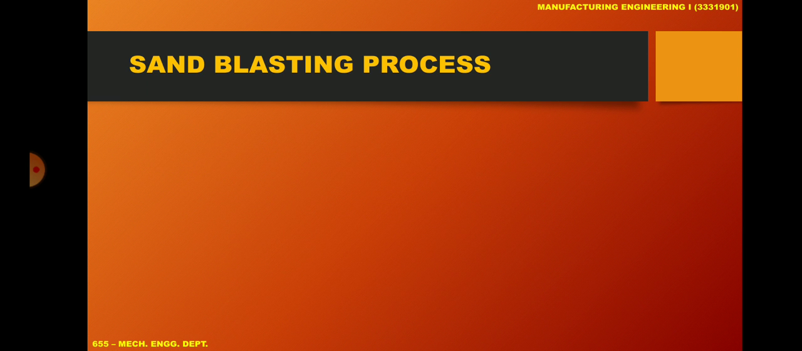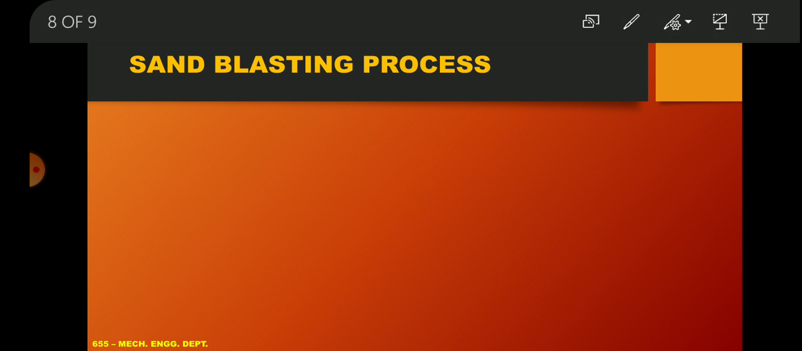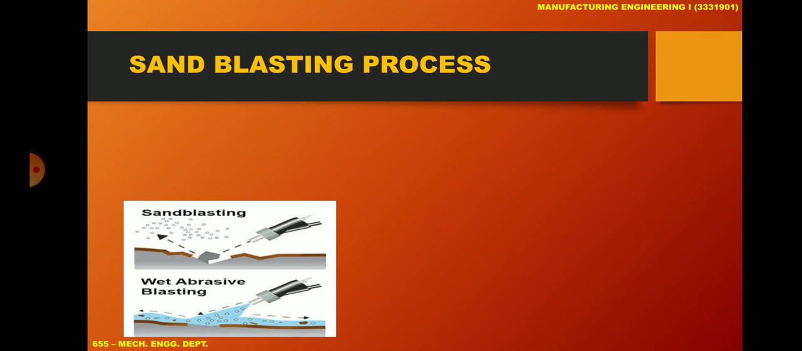Our next metal forming process is the sandblasting process. It is similar to the sand painting process: removing unnecessary surface with the help of particles is known as the sandblasting process.